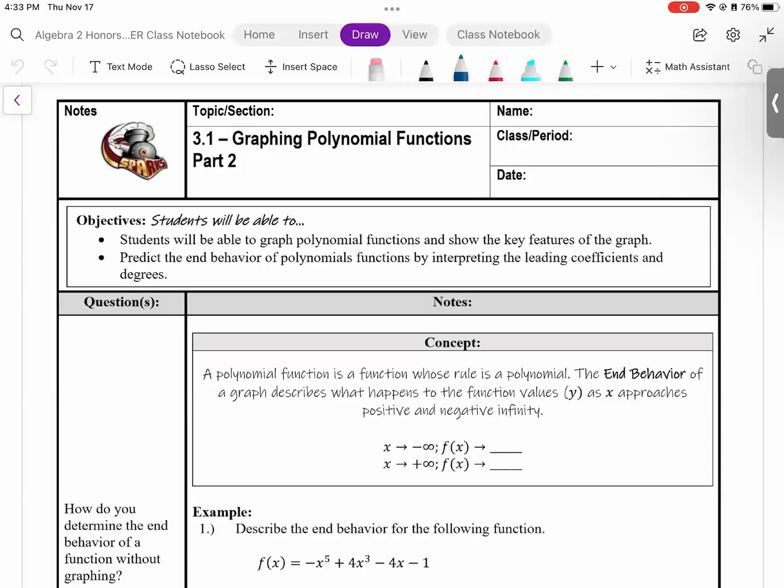Hello, everybody. Today we're going to go over 3.1, which is graphing polynomial functions part 2. Today I'm going to give you the actual concept definition of what end behavior is, basically everything you learned yesterday. And we're also going to do an activity on key features. Polynomials is all about key features, so hopefully you'll remember everything that we have learned throughout the semester.